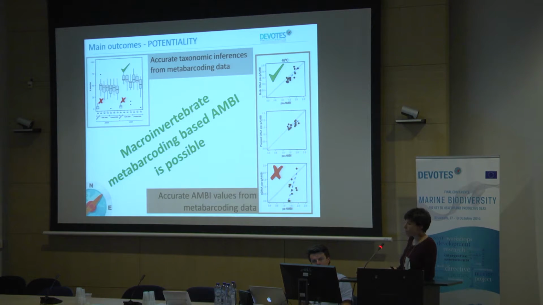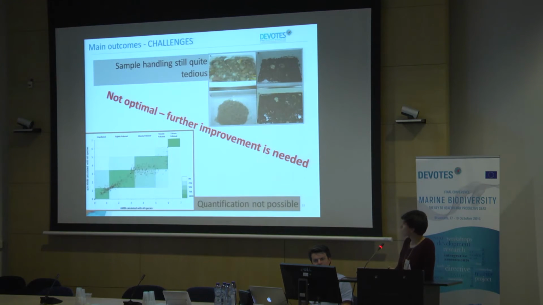We can conclude that macroinvertebrate metabarcoding-based AMBI is then possible, and this is shown in those two figures, which are part of the whole work we did, in which you can see that the taxonomic inferences we get from genetic data are similar to the ones we get with morphological identification, and that the AMBI index derived from metabarcoding data is equivalent to the AMBI index we get from morphological identification. The problem is that this method still has some drawbacks.